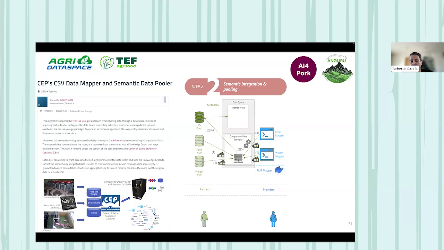So we are exploring also that in the context of the data space. So in addition to providing services, for instance, to explore the data or to train artificial intelligence models or compute aggregations, we are also providing mappers that are capable of getting the data in whatever is the format. They are usually developed by experts in the domain, but they have the incentive that they can also monetize their contribution.